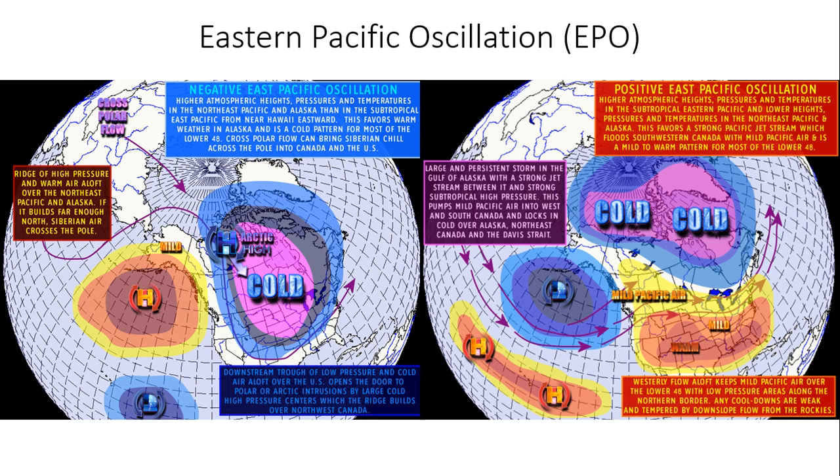With a negative EPO, you're getting colder temperatures, Arctic highs, and colder air to descend from Canada into the United States. With a positive EPO on the right, you get more of a west to east jet stream, milder Pacific air flooding the continent, and that's generally what you get.